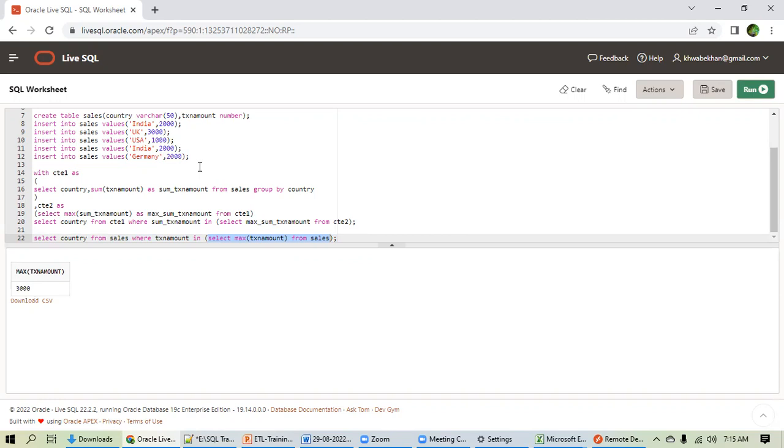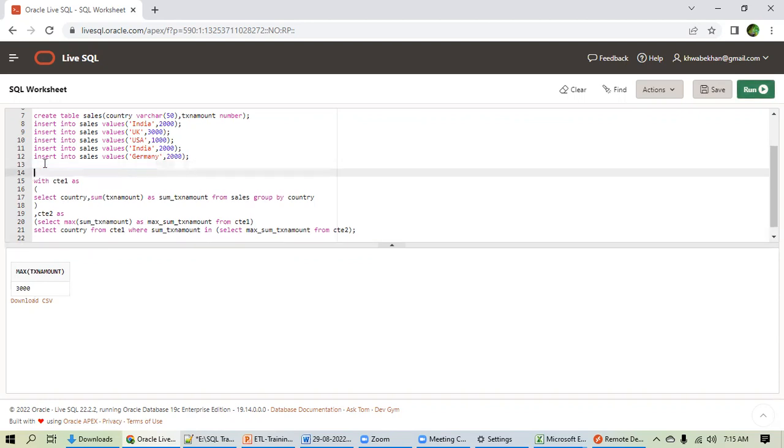No, for India it is coming out to be 4,000. So first of all, you have to find the sum of the transaction amount. Then you have to find the maximum. Okay, 1 minute, I will show you one more thing. So this is solution one using CTE.